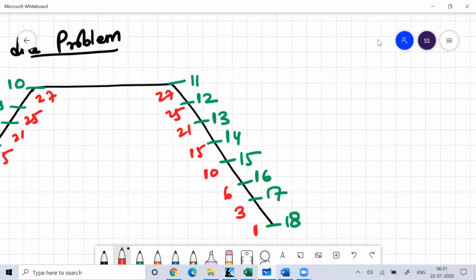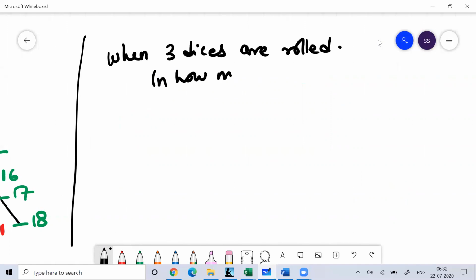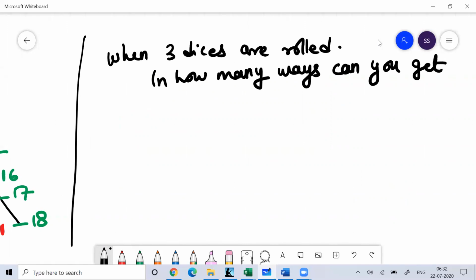Imagine if I am not aware of this. If I ask you, when three dice are rolled, in how many ways can you get the sum as 10? Imagine you don't know the shortcut formula and you want to do it through the context of numbers. Then you think about the cases. So how many cases can I draw?